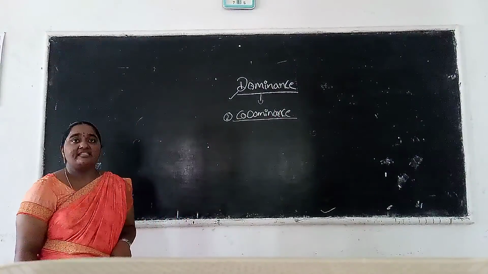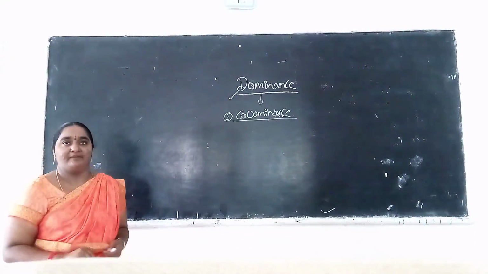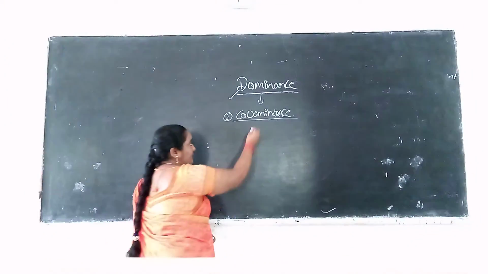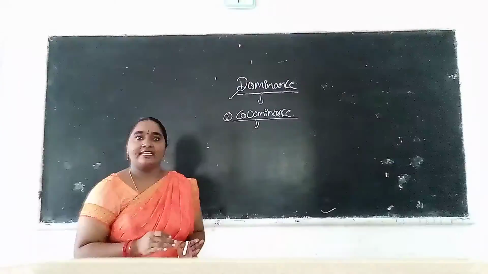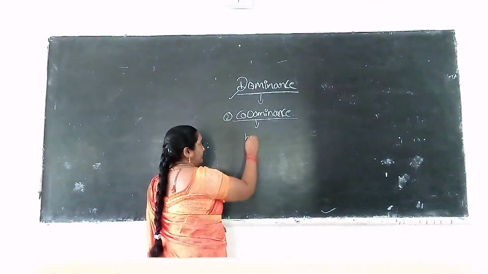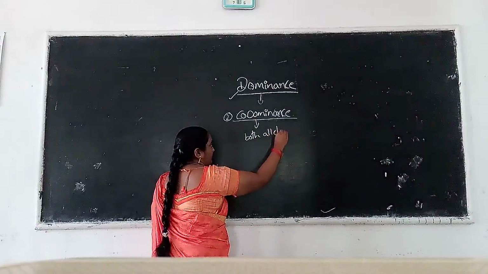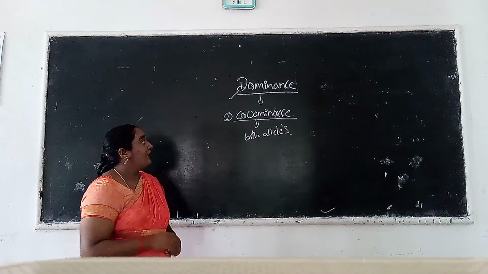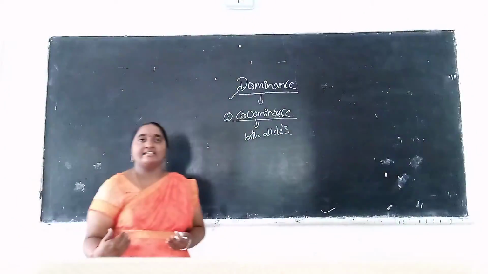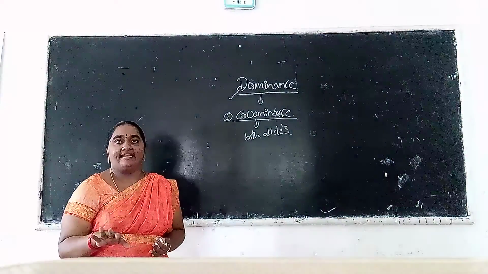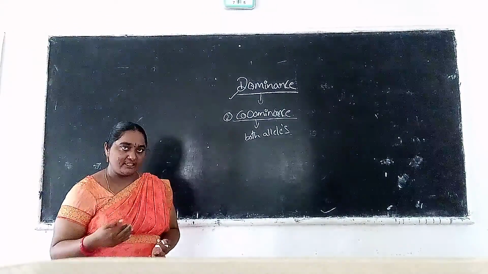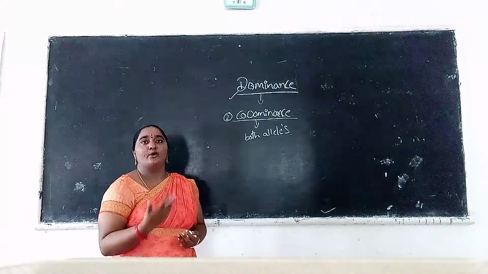Codominance is also called complete dominance. What is codominance? Sometimes both genes are involved. Genes are nothing but alleles. Both alleles participate. One may be an expressive condition or recessive condition, but neither is dominating. One gene cooperates with the other gene. That is called codominance.